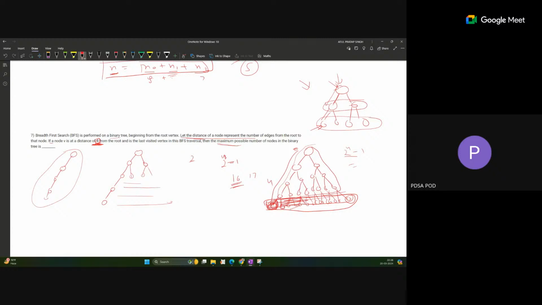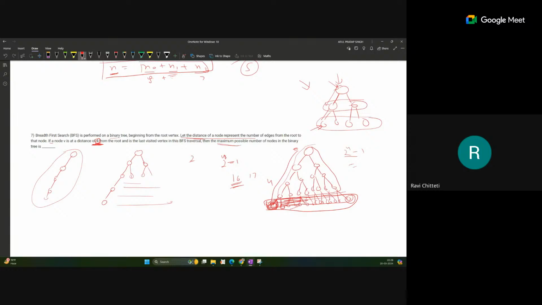2 to the power of height plus 1 minus 1. If we are considering the edge in the path, then definitely we have to increase the height by one. So for height, if we are considering the number of nodes in the path, then we have to change the formula accordingly. You can simply change things according to the given information, so we cannot directly put the formula.